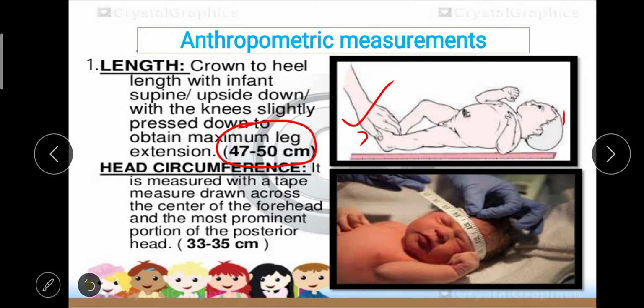Next we will see head circumference. It is measured with a tape measure drawn across the center of the forehead and the most prominent portion of the posterior head. The normal measurement for head circumference is between 33 to 35 centimeters. If you see this picture, you will come to know how we check the head circumference, across the forehead with the help of an inch tape.